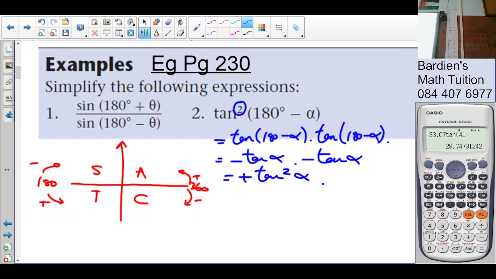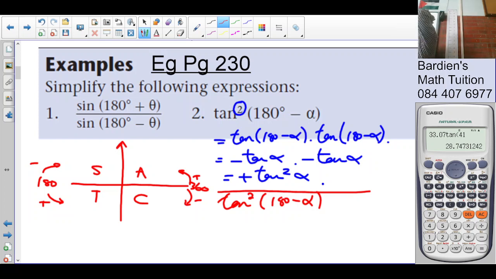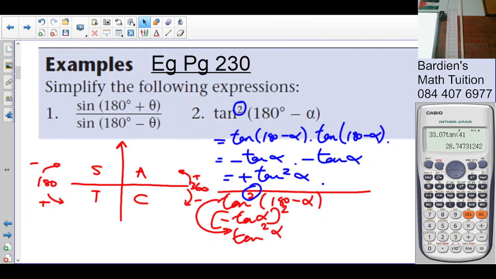You guys understand? So now if you're looking at this here, we're not always going to write it out twice. We just tell ourselves, okay, tan 180 minus alpha is in which quadrant? Second quadrant. Is that positive or negative? Negative. But because of the square, it will remain positive. So we're going to say it's tan squared alpha. Or you could have gone from this straight into that, you would still get the full mark for it. You guys understand? Any confusion? You all understand?